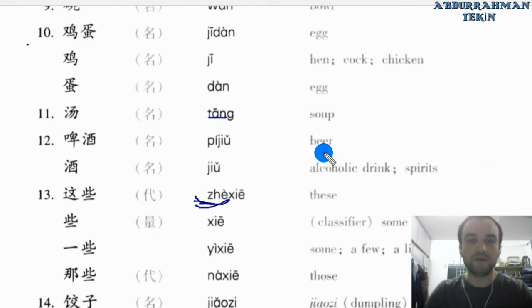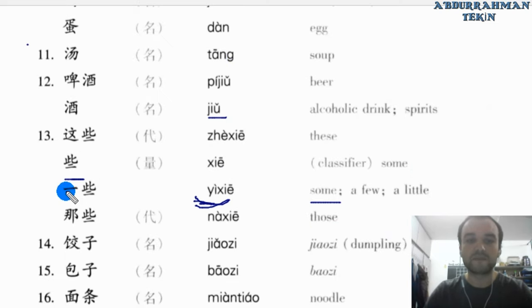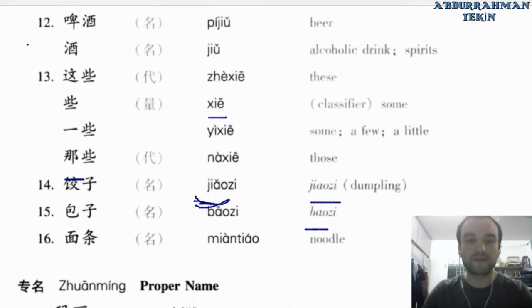And pijiu, beer. Pijiu, beer. Jiu is a general name for drink, alcoholic drink. Jiu. Zhexie. And we learned zhe means this. Zhexie means these, the plural one. Xie means some. Yixie also means some, if you will. And naxie, na means that. But naxie means those, the plural one again.